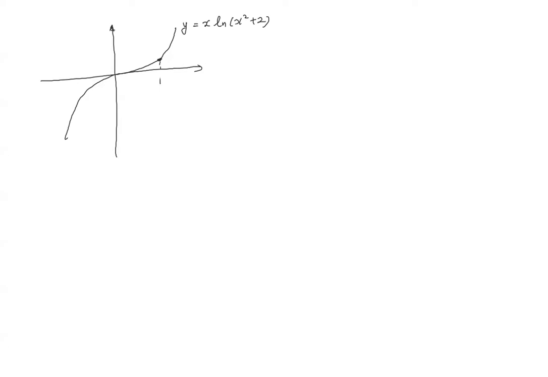For me, I can add another question. This is a tangent. I can add further: the equation of this tangent is given in part 2. The equation of this tangent is y equal to ln 3 plus 2 over 3 x minus 2 over 3. I can add another part 3.